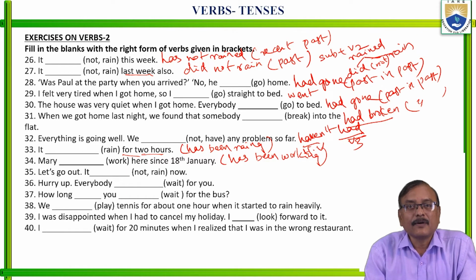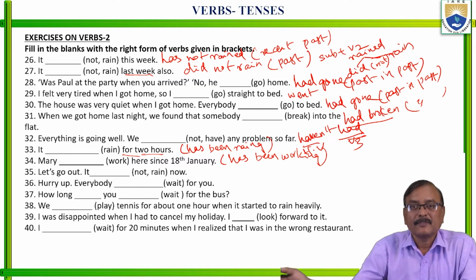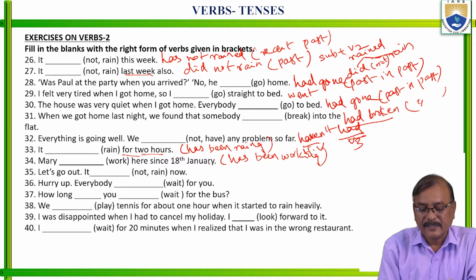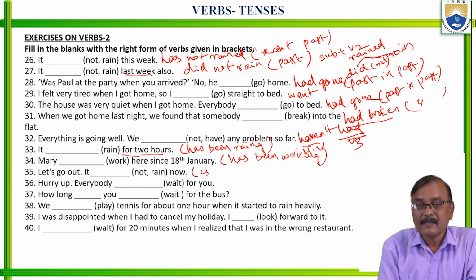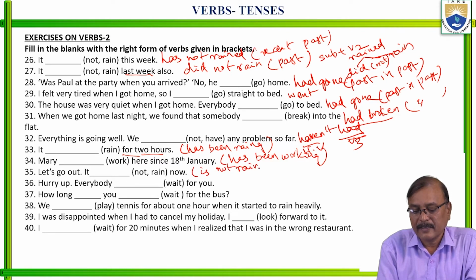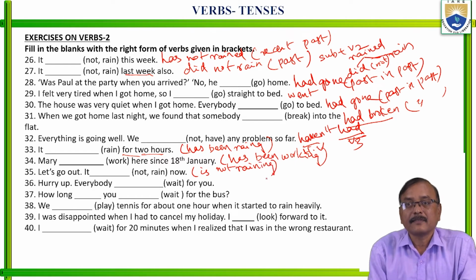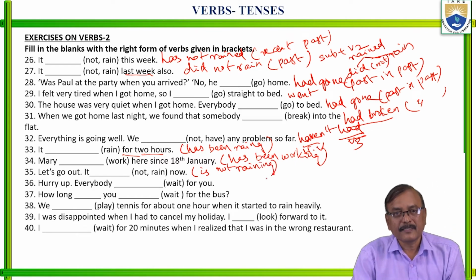Now, let's go out. It's not raining now. So, present continuous. Okay, it is not raining now. That's right. Let's go out. It's not raining now.